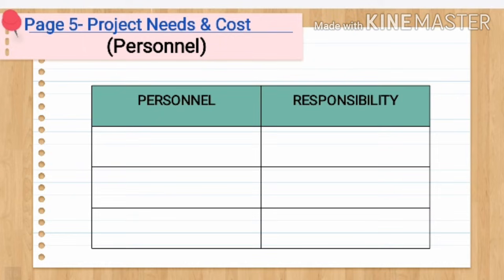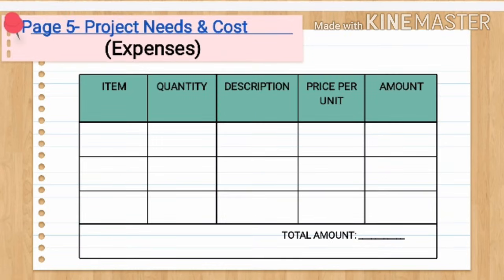So we have here the template, and it has 2 columns. For the first column, we have the personnel, and then the next column will be the responsibility. So here you're going to state the responsibilities or tasks of each personnel. To continue your project needs and cost, you can write this template of your expenses still on page 5.